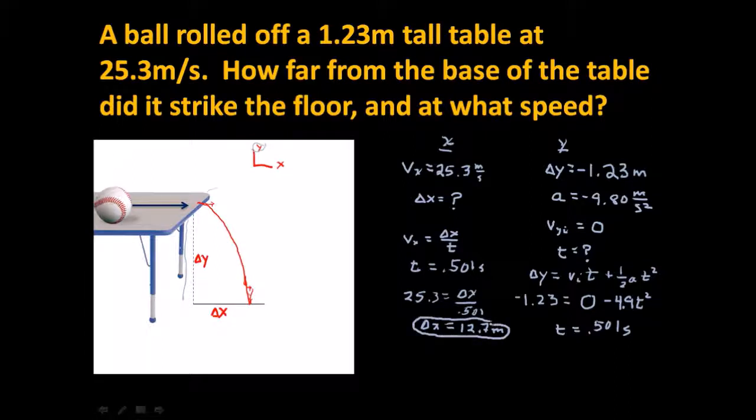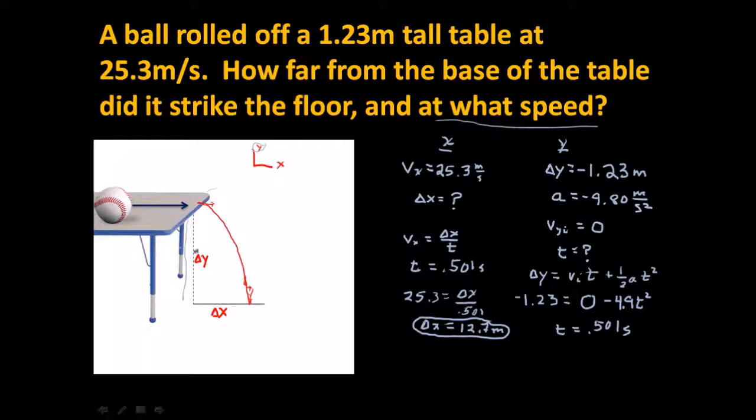fast. 25.3 meters per second is hustling along at a pretty nice speed. That's about 80 feet per second, so maybe around 50 or 60 miles an hour. That ball was really hustling off that table, and so it traveled quite some distance before it landed. So we've answered the question, how far from the base of the table did it strike the floor, and at what speed? Well, what do we need to do there?